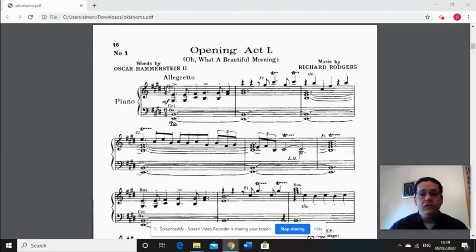In addition, Rodgers uses the horn. The horn is associated with hunting, so again, a rural atmosphere. Then the cellos and double basses are playing these long sustained notes, or drones. Drones are associated with bagpipes, again, painting a rural atmosphere.